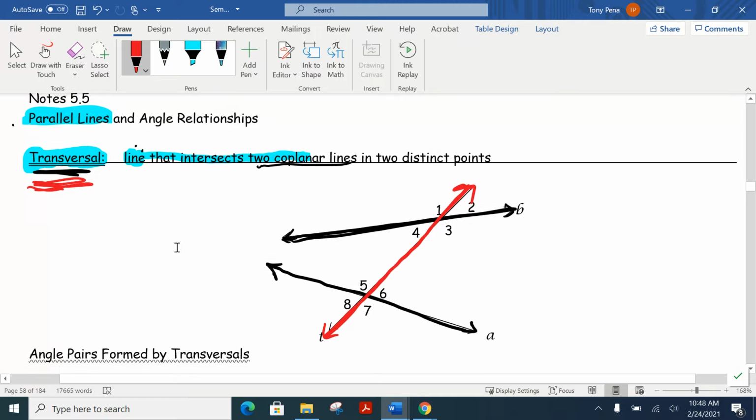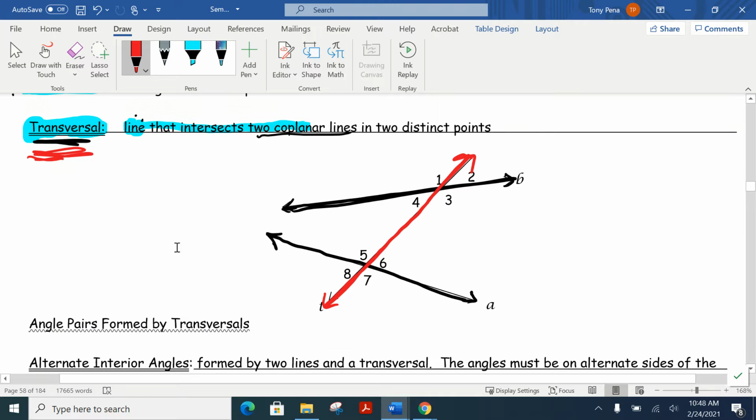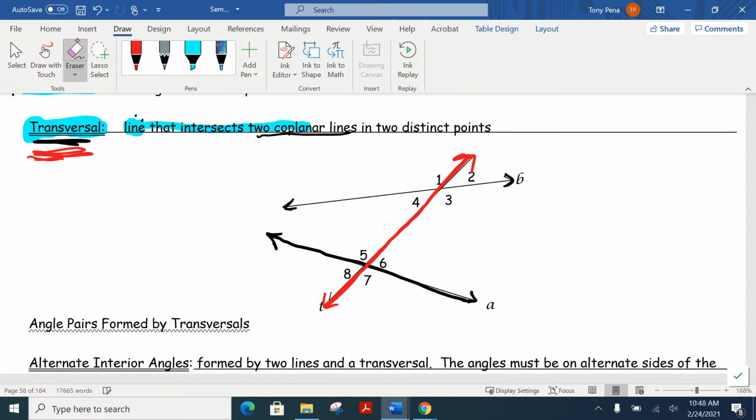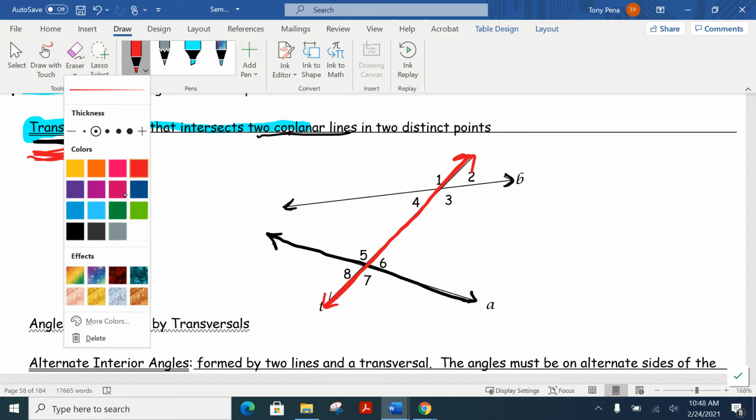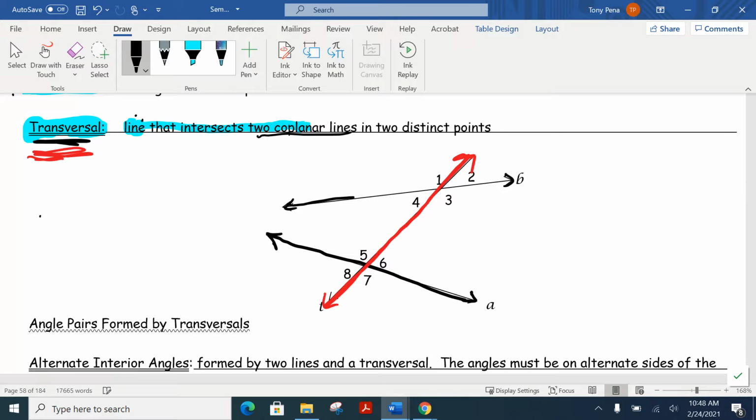When that happens, notice that the red line creates four different angles with this top line B, and it creates four angles with the bottom line A. So make a note of, or understand that. And then those all have different sorts of relationships that we're now going to define and then identify. And that's what this is now saying. Different angle pairs, so pairs are two, formed by transversals cutting across coplanar lines.